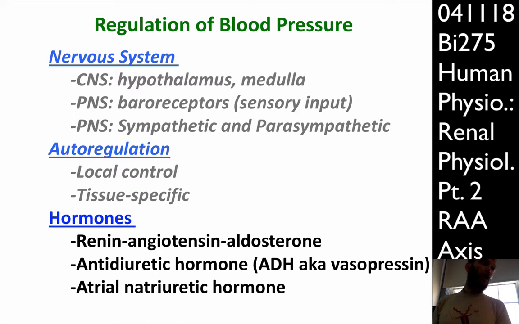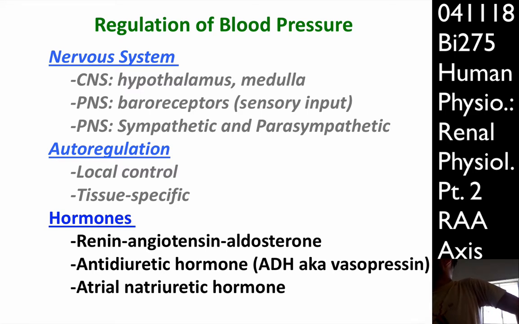There are baroreceptors. What's a baroreceptor? Pressure receptor, that's it. There are baroreceptors in the aortic arch and in the carotid bulb that are going to sense your blood pressure. And then there are sympathetic and parasympathetic ganglia that are going to innervate various effectors, specifically in the kidney, that are related to blood pressure. And then lastly, there's hormonal control.